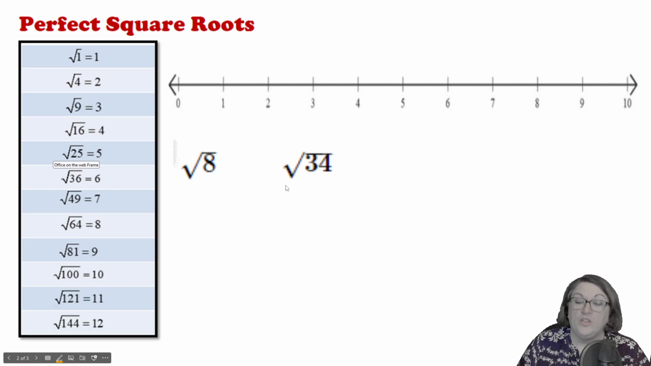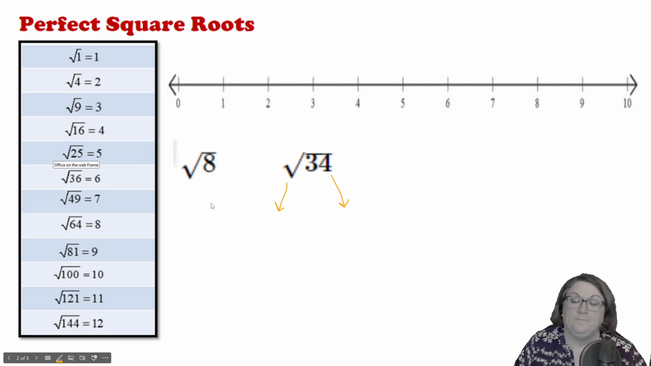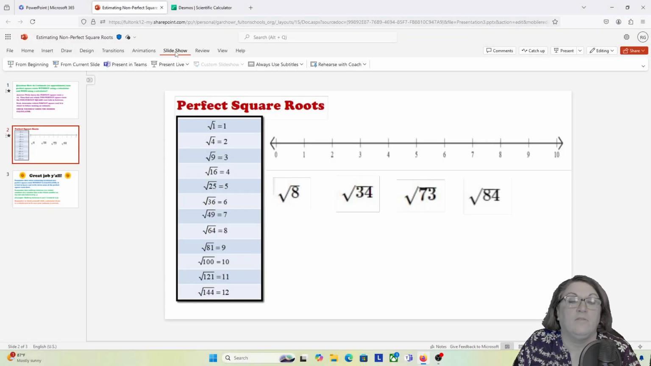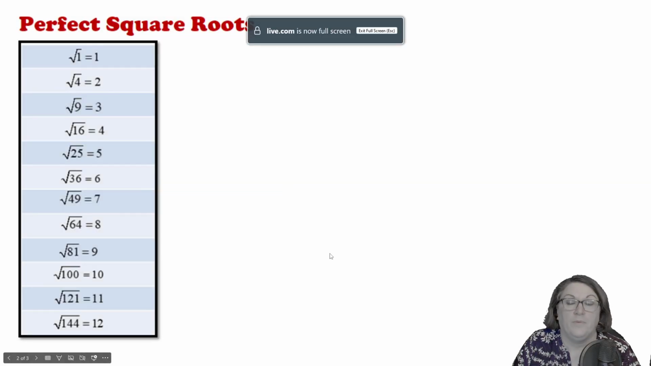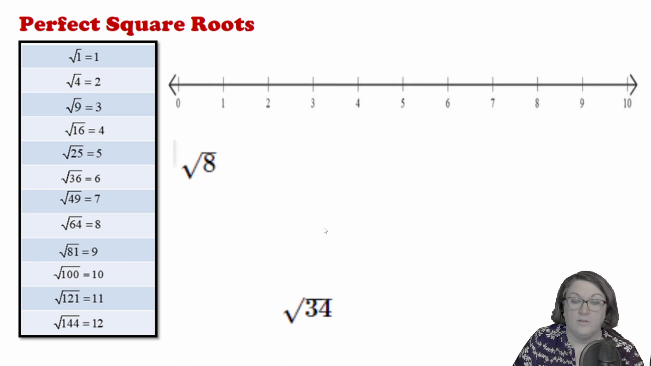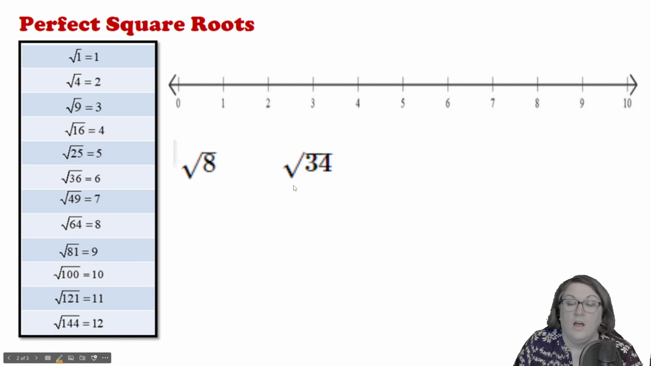Okay, what two perfect squares does the square root of 34 fall between? So if you look over here, why is that there? I don't know why that's there. It should not be there. Let me try that again. There we go. I don't know why that was there. Oh, here we go. Okay. Back here.